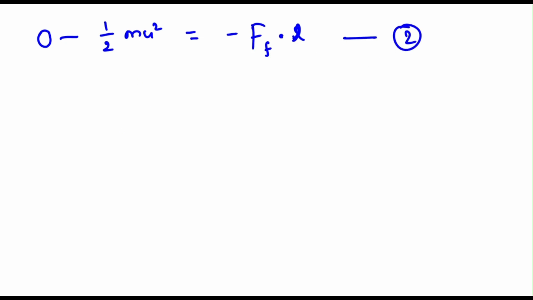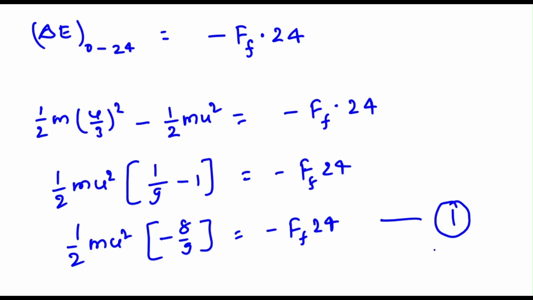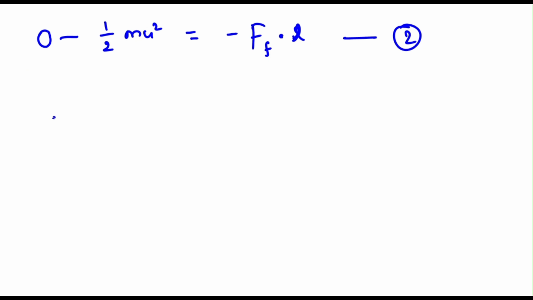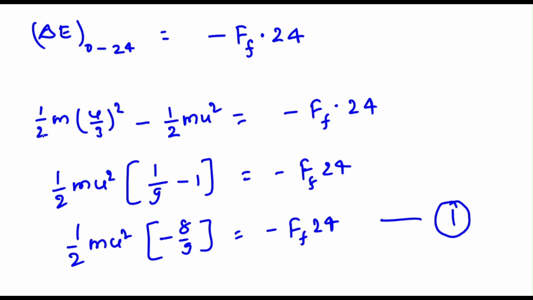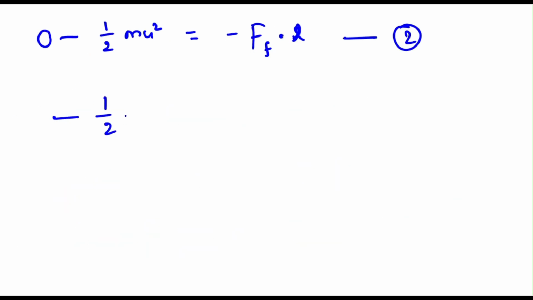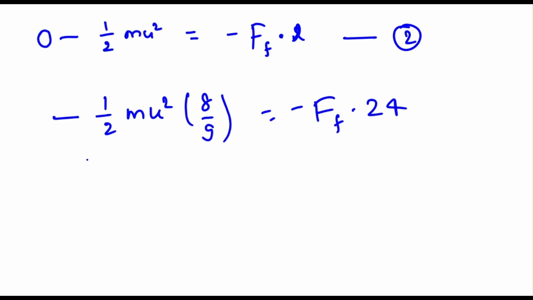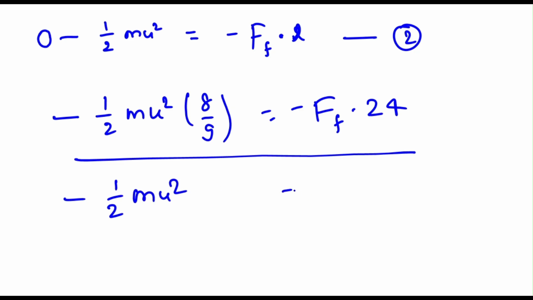Now we can do one thing here. We can just divide equation 1 by equation 2. So in that case, we can write minus half m u square times 8 by 9, which equals minus f times 24. And this second equation is minus 1 by 2 m u square equals minus f, means frictional force, times L.